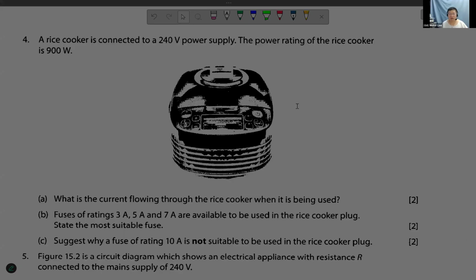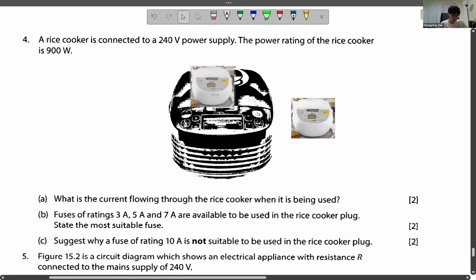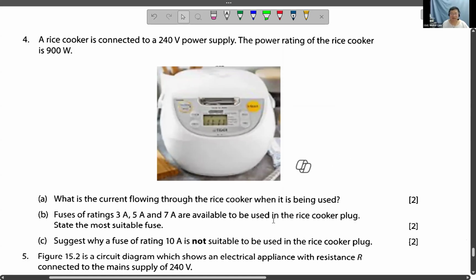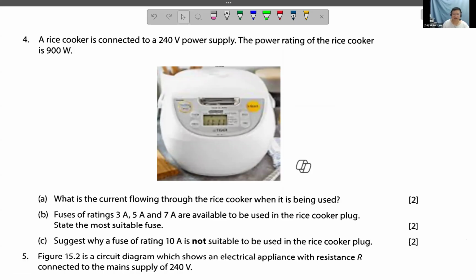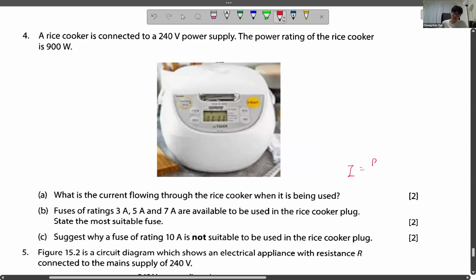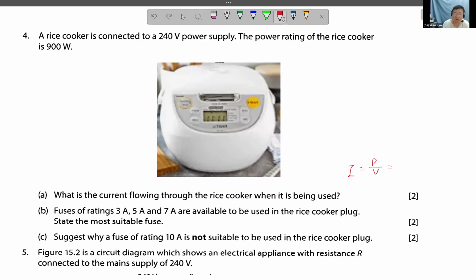900 divided by 240. Let me show you the diagram. It looks like this. Wait, 900 divided by 240, and the answer is? 3.75. So you use I equal to what? P over V. Yeah, okay. 900 over 240, right? 3.75 ampere, right? Okay.